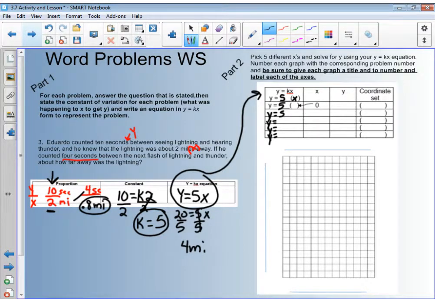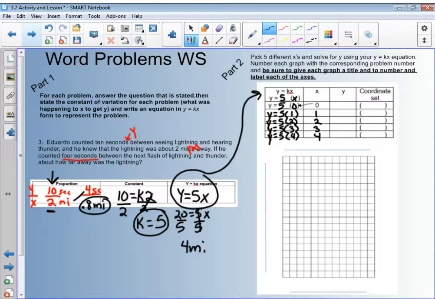Okay, so maybe for our x's, we could do, I don't know, because our x's were our miles, right? So let's just do 1, 2, 3, 4, 5. So we'll do 0, obviously. Then we'll do a 1. We'll substitute in a 2, a 3, and a 4. So our x's are 0, 1, 2, 3, and 4.